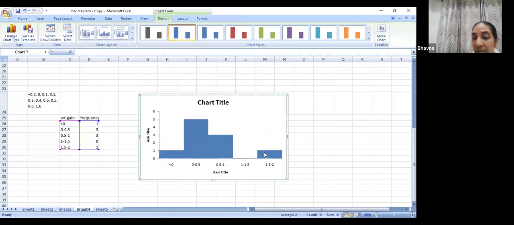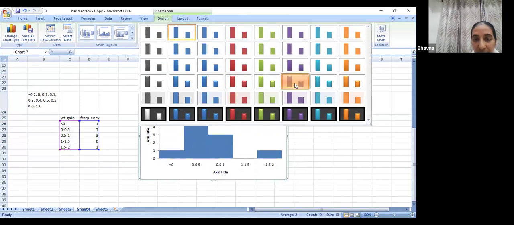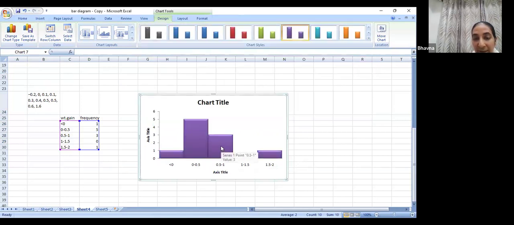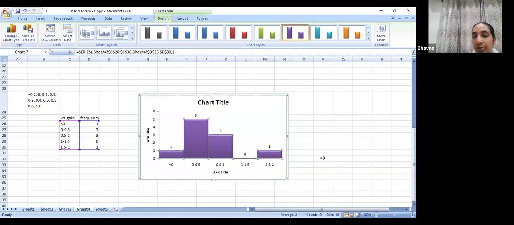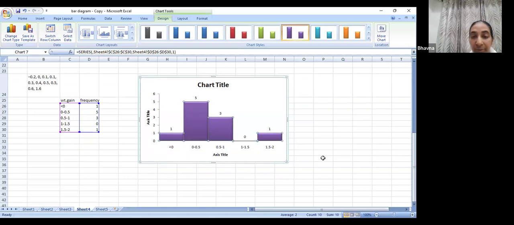And you can see that there is a clear-cut space in between the 3rd and the 5th bar, right? See? And now if I want to add data labels, I will right-click, add data labels, and there you go. You have this histogram, okay? So this is how you draw histograms in Excel.